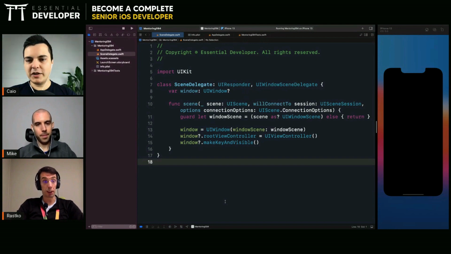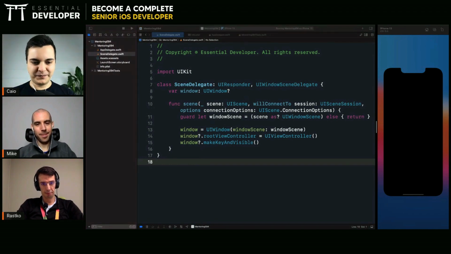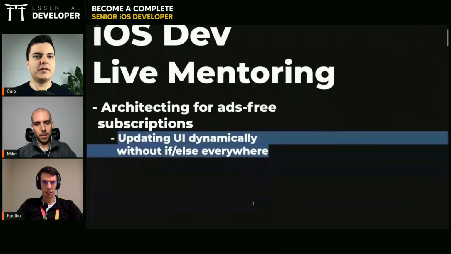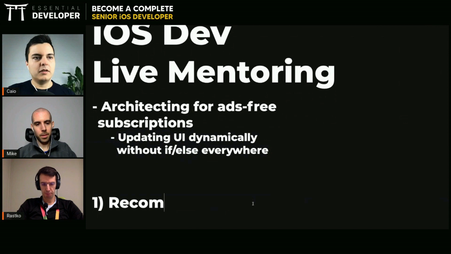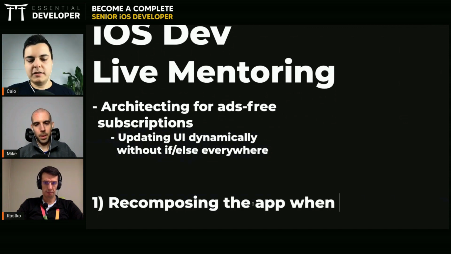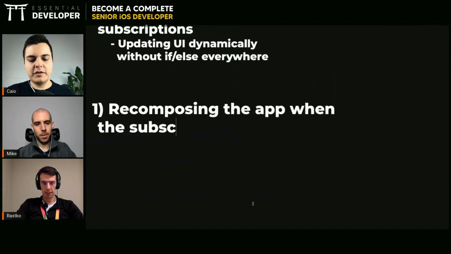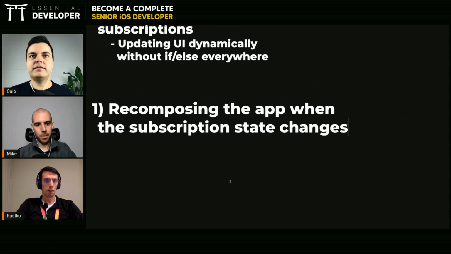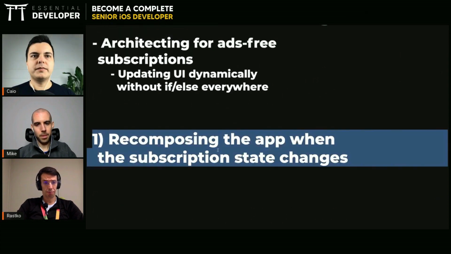So we're not going to look at this approach. We're not going to look at if else everywhere. We're going to find solutions without if else everywhere. Now, if you have a composition root in your application, that could be easy to do because you can completely recompose your app. So let's look at different approaches. Approach number one, let's think about recomposing the app when the subscription state changes. It's one approach.